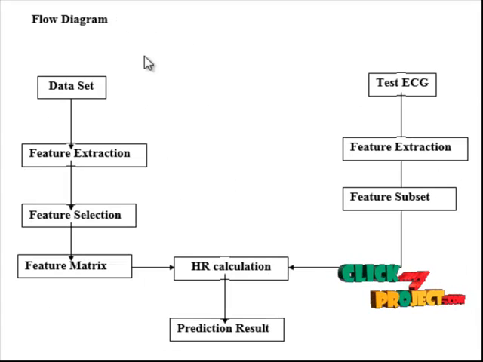Let me discuss the flow diagram for our process. First, capture the ECG signal from the dataset folder. Here, load the ECG signal from ASCII format to an array for display. Then we have to pre-process the ECG signal for the removal of unwanted noise and baseline wander from it.